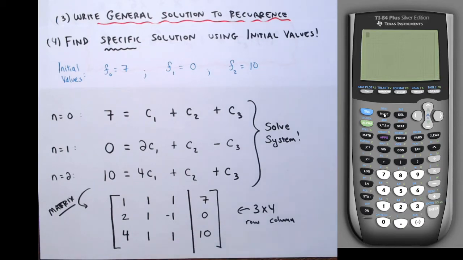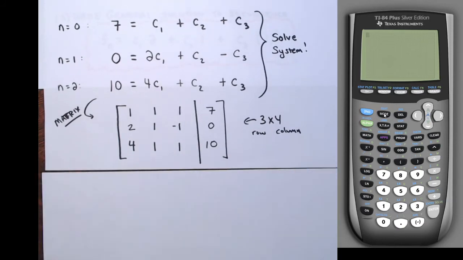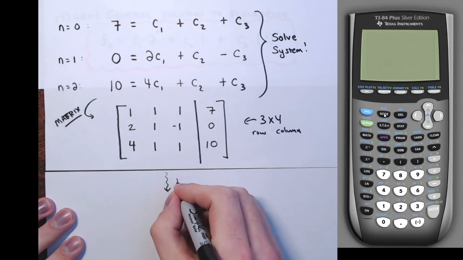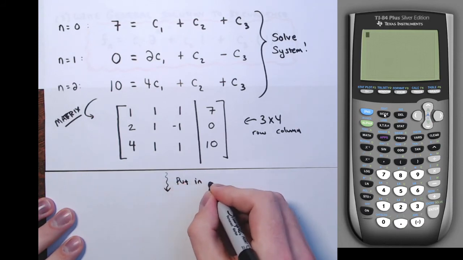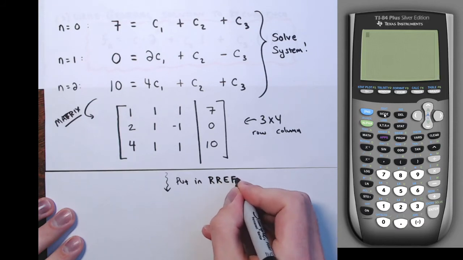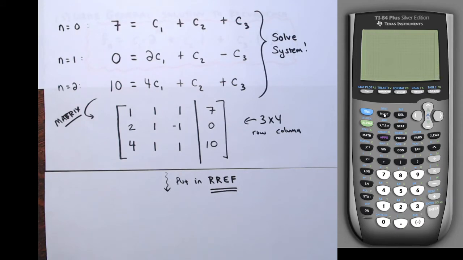And then we're going to put this into a form called reduced row echelon form. But again, I'm going to have the calculator do it. I don't want to get into all the procedure of things called elementary row operations. So I want to put this into what's called reduced row echelon form. I don't even care that you know the name of the form. It's called RREF.